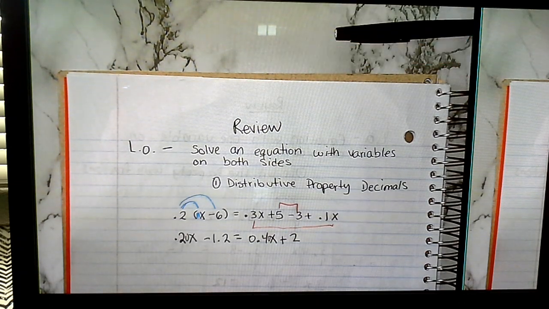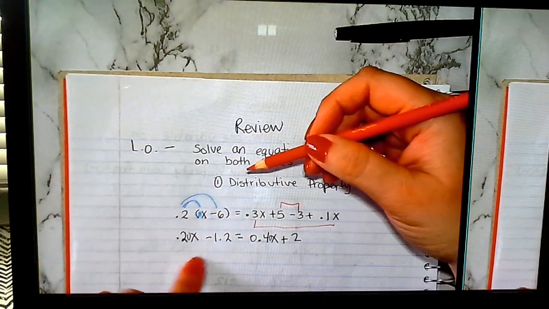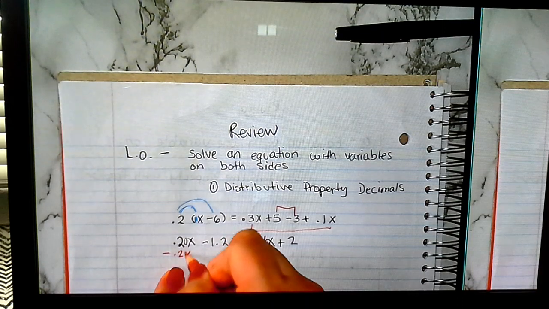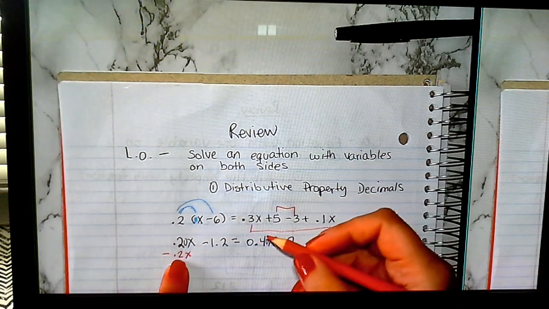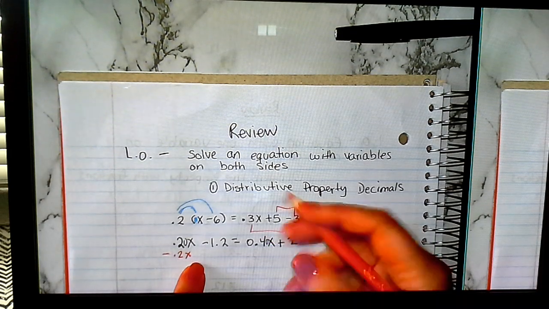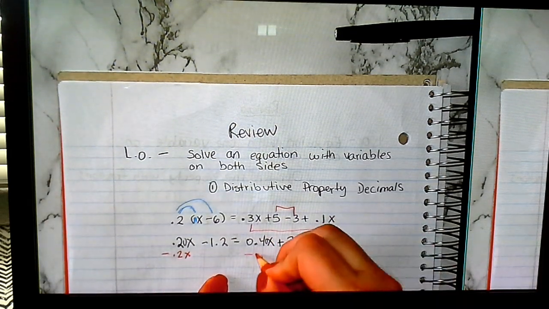So I'm going to go ahead and use the red one because I'm going to align them to like terms. So if I subtract the 0.2x from both sides. Remember, 0.2x is the same thing as 0.20x. I'm going to subtract that from this side as well.